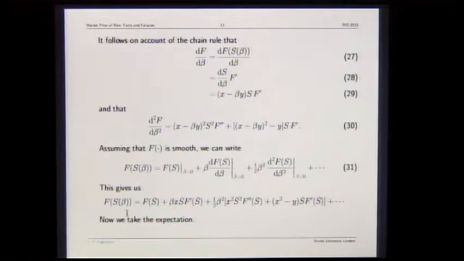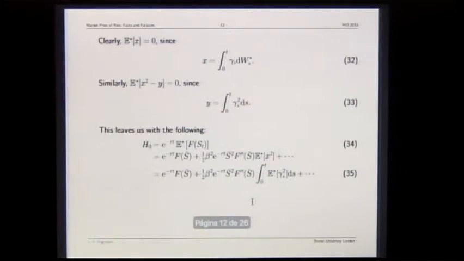And if we look at the second order term, well, there's a term involving X squared minus Y, and that vanishes when you take expectations, since Y is essentially the quadratic variation of X. So we're just left with the term involving X squared.